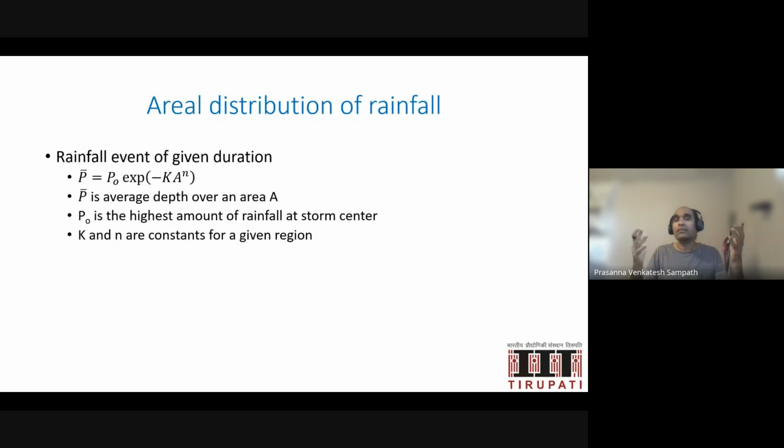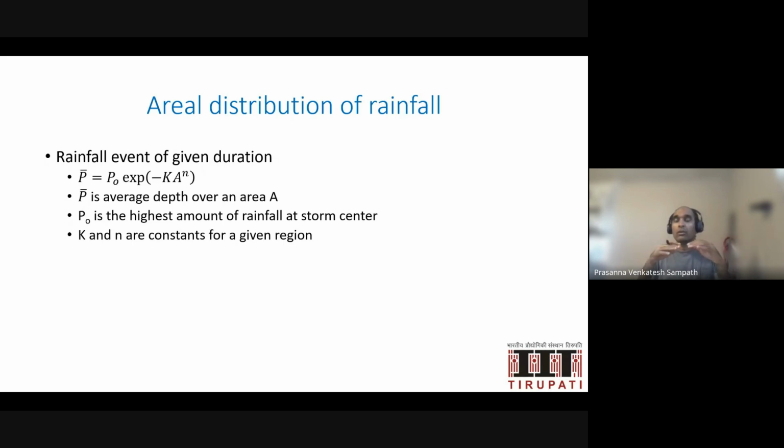So what are the factors that are going to determine what the average rainfall over a certain region is? What is the maximum rainfall received in that region? How large is that area? And then you have some kind of empirical constants that you have for each region, right? Which you can develop with data over a period of time, to have this kind of a relationship. And what it says is that there's an exponential decay as you move away from the center of the storm, right?